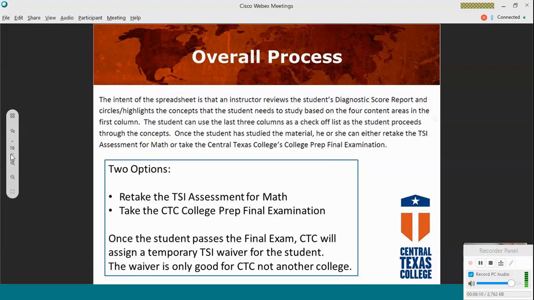Once the student passes that final exam, then CTC will assign a temporary TSI waiver for that student, so that student can now take dual credit with us in the college math there at your school, or they can take an online class with us, or if they're ready to come to CTC, they can also take the college math. But the waiver is only good for CTC, not for any other community college.